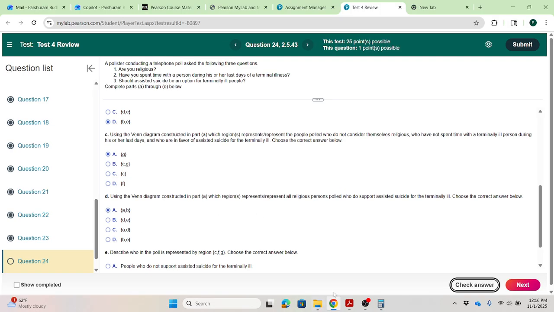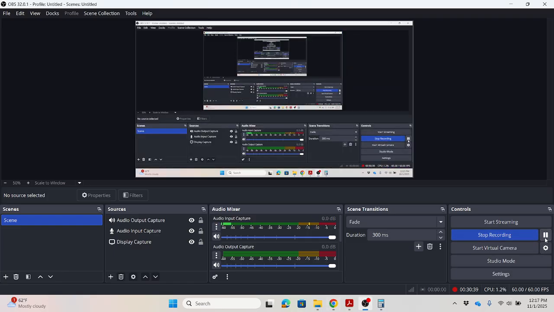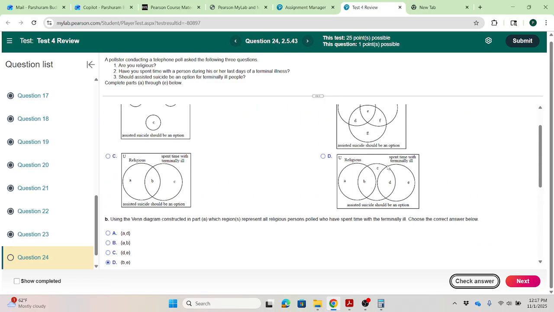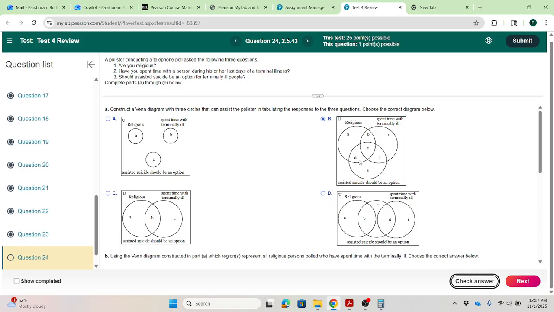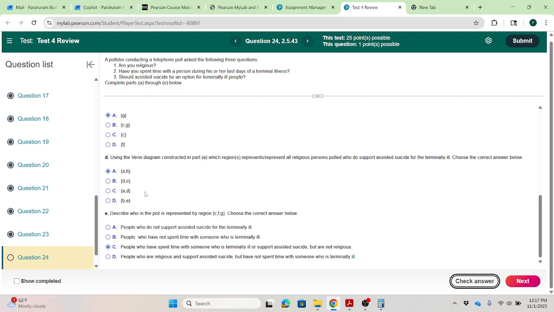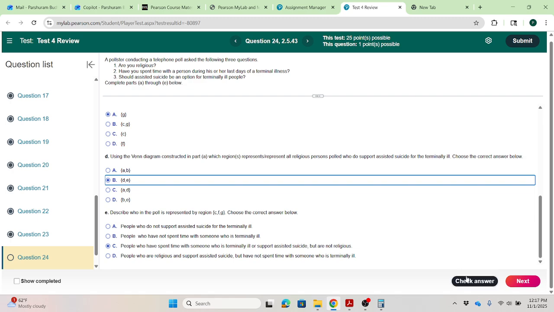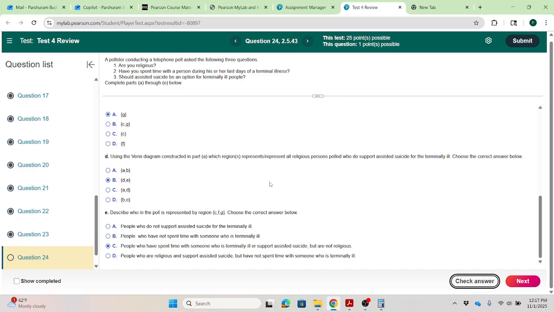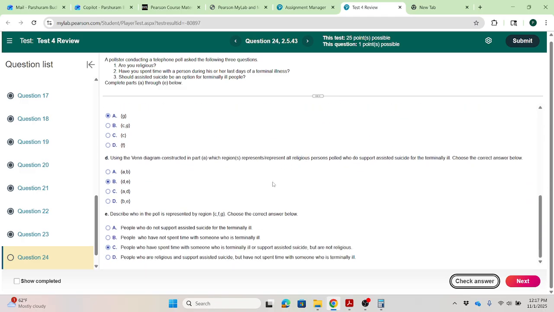Give me a second. Okay, let me go back here. All religious persons polled who do support assisted suicide for the terminally ill. So religious persons A, B, E, and D do support assisted suicide. So that means D and E. It's supposed to be D and E. D and E. This is B. Okay, the rest is right. Now this is right. So sometimes it could be confusing. So you have to reread the statement carefully. Okay.